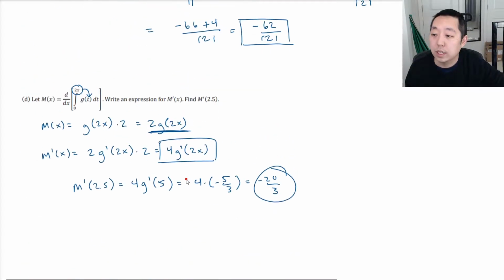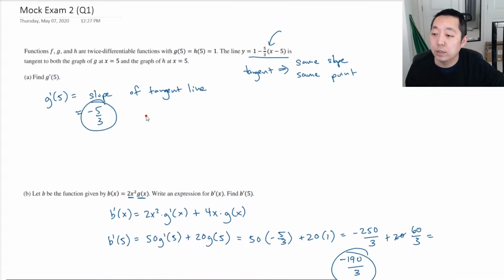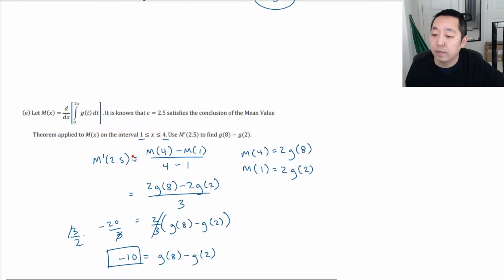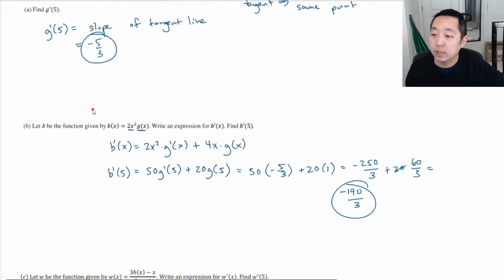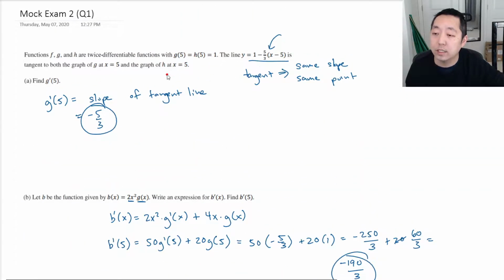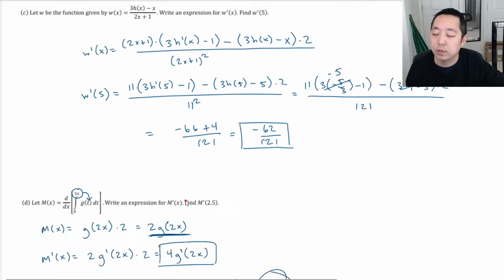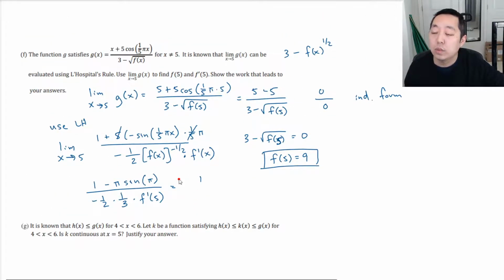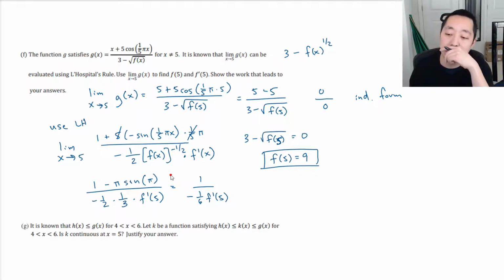Let me see. What did we know about g of x? We knew that g prime of 5 should have been negative 5/3, right? Because it was tangent to this, so this derivative ought to exist. Wait, no, actually, we're not doing g prime. We're doing the derivative of the top and the bottom. Let me think about this. So this is going to be 1 because sine of pi is 0, and then this is negative 1/6 f prime of 5. But I need this to be equal to something. I need to know what this limit is.